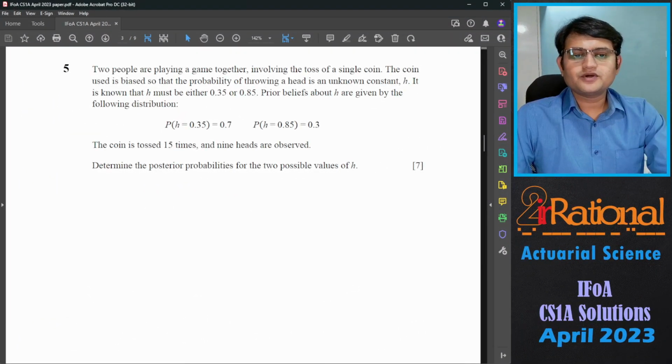Question number 5. Two people are playing a game together involving the toss of a single coin. The coin used is biased so that the probability of throwing a heads is an unknown constant h. It is known that h must be either 0.35 or 0.85. Prior beliefs about h are given by the following distribution. So this is a prior belief. And we have the coin is tossed 15 times and 9 heads are observed. So we are talking about a binomial distribution here. That's the sample. Determine the posterior probabilities for the possible values of h.